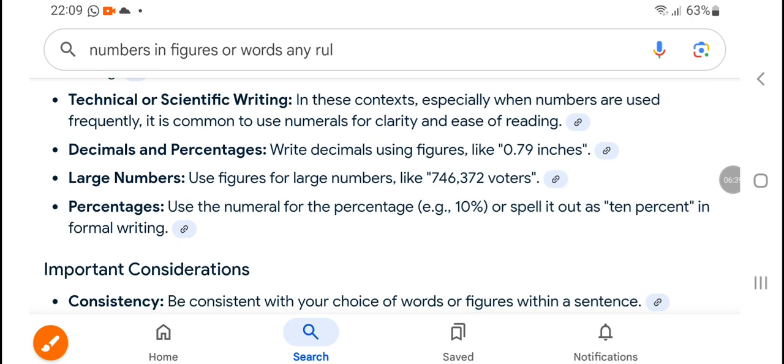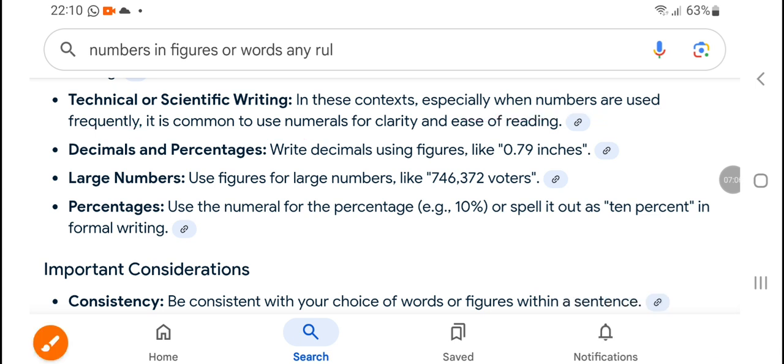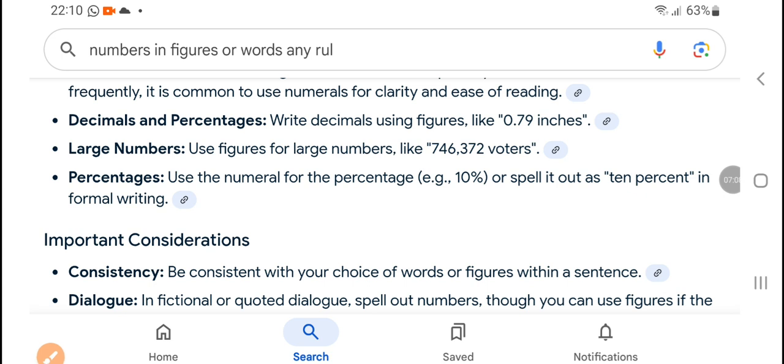Okay. Now, technical or scientific writing. In these contexts, when numbers are used frequently, it is common to use numerals for clarity. So, for clarity, we should use numerals, and for ease of reading. Numbers can be caught easily.